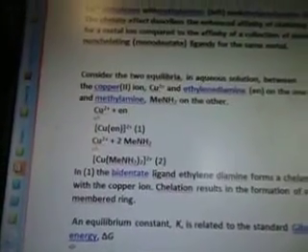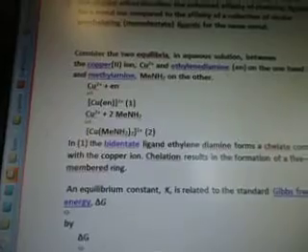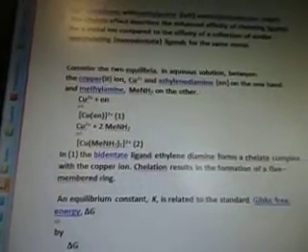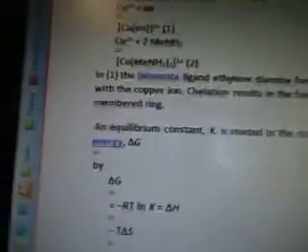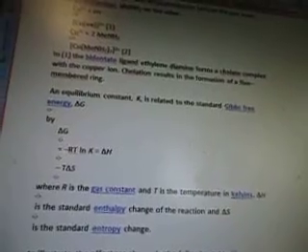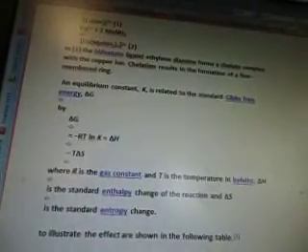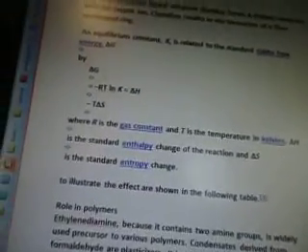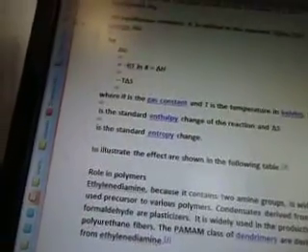Consider the two equilibria in aqueous solution between the copper 2 ion Cu2+ and ethylenediamine (en) on the one hand and methylamine. Can't talk today. Still morning and I'm still half asleep. In one, the bidentate ligand ethylenediamine forms a chelate complex with the copper ion. Chelation results in the formation of a 5-membered ring. An equilibrium constant K is related to the standard Gibbs free energy. So Gibbs free energy has come up in several of the videos with the ligands. I guess they're all together.